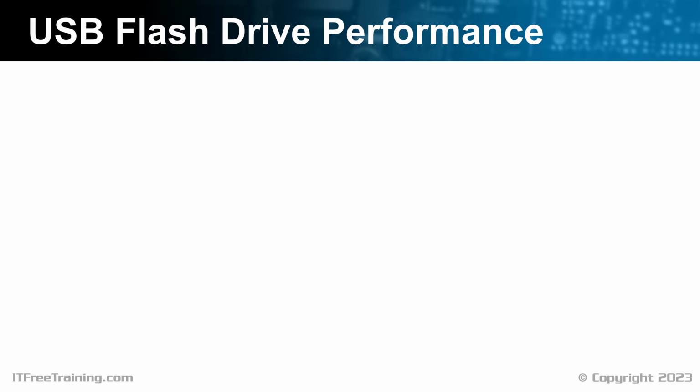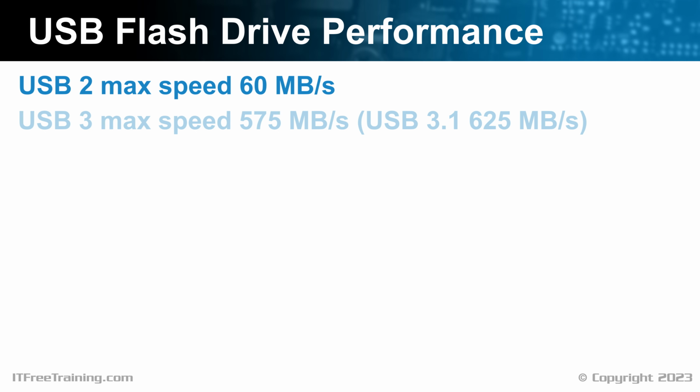To understand USB performance a little bit better, consider that USB 2 max speed is 60 megabytes per second, while USB 3 max speed is 575 megabytes per second. USB 3.1 max speed is 625 megabytes per second. Flash memory is quite fast nowadays, so USB 2 speed limits the performance of modern flash memory. Thus, if performance is important, you may want to consider USB 3 devices.